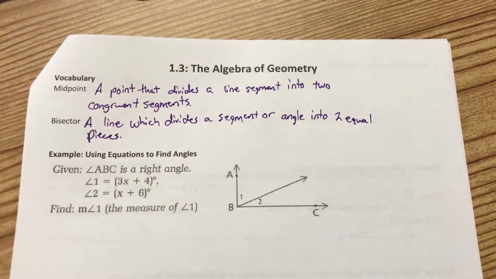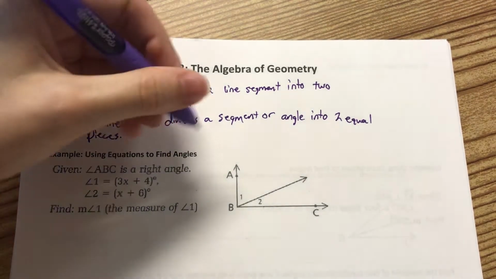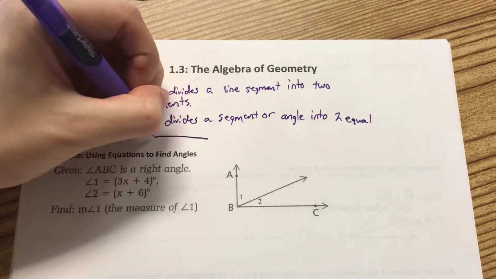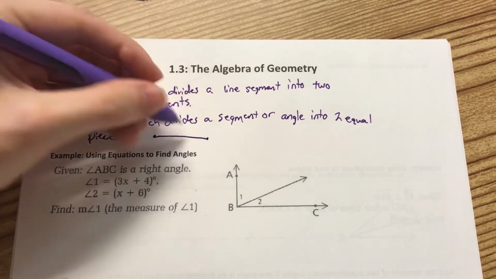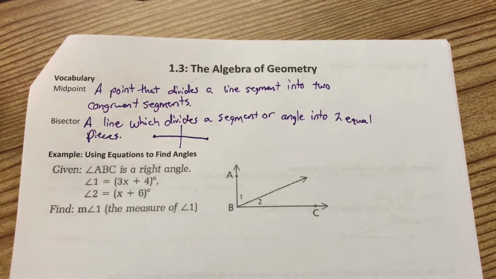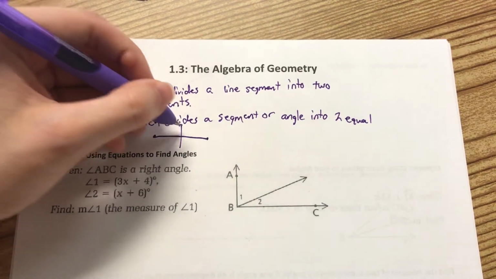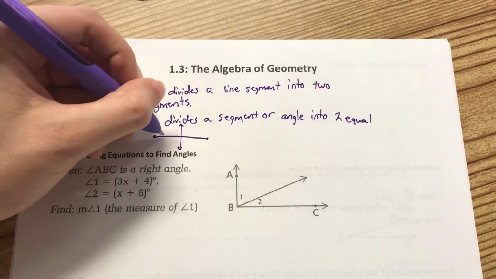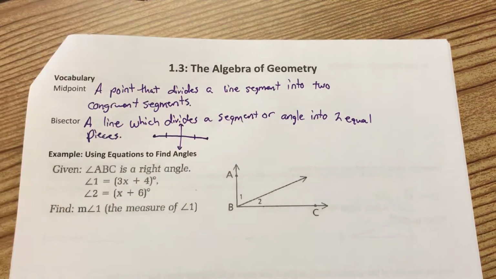So a couple of diagrams to just kind of show you how that works. If I have a segment like this with points at both ends, a bisector could cut right through the middle of it. It would be a line, so it's got arrows at the ends, and then I could make two equal pieces. So I could put congruency marks there to show that those are two equal pieces.